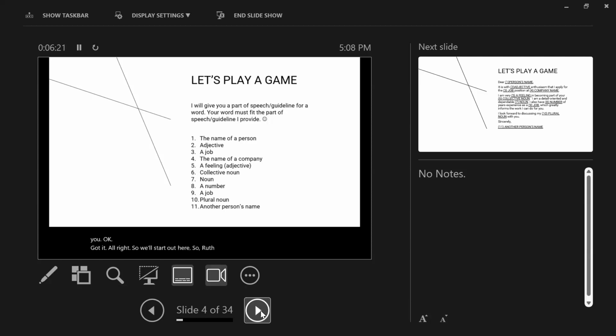All right, so we'll start out here. Ruth, I'm going to give you 1. Ilse, you can be 2. I'm going to come over here to Gustavo. Can you be number 3? And then numbers 4 through 11. Okay, you got your number? All right, I'm going to give you 30 seconds. Come up with your word for that guideline, and then we'll write a text together.